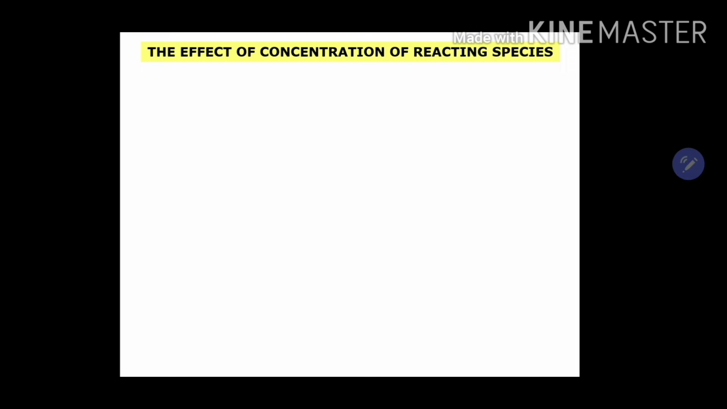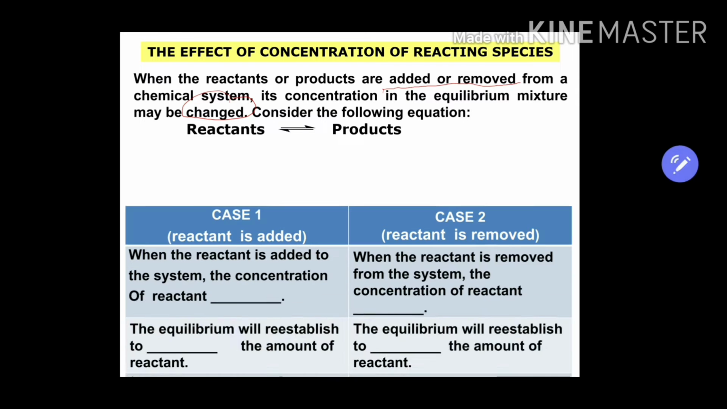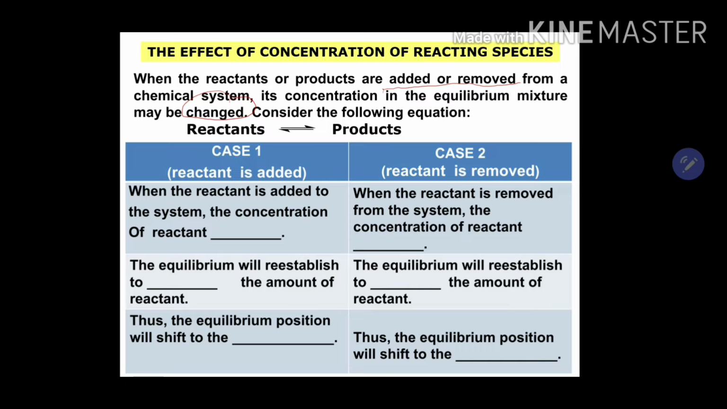First factor, the effect of concentration of reacting species. When the reactants or products are added or removed from a chemical system, their concentration in the equilibrium mixture may be changed. So consider the following equation of reactants producing products. Now we look at the first case, which is when the reactant is added.